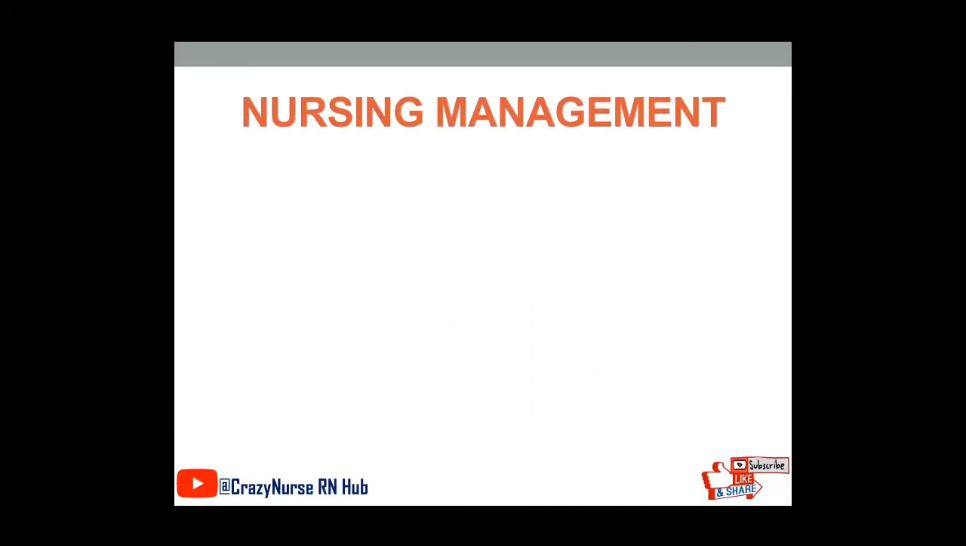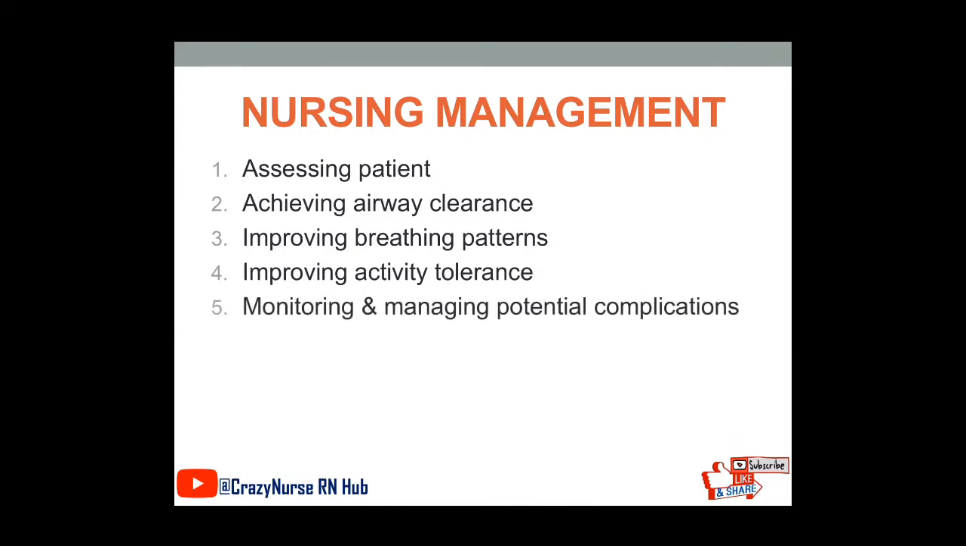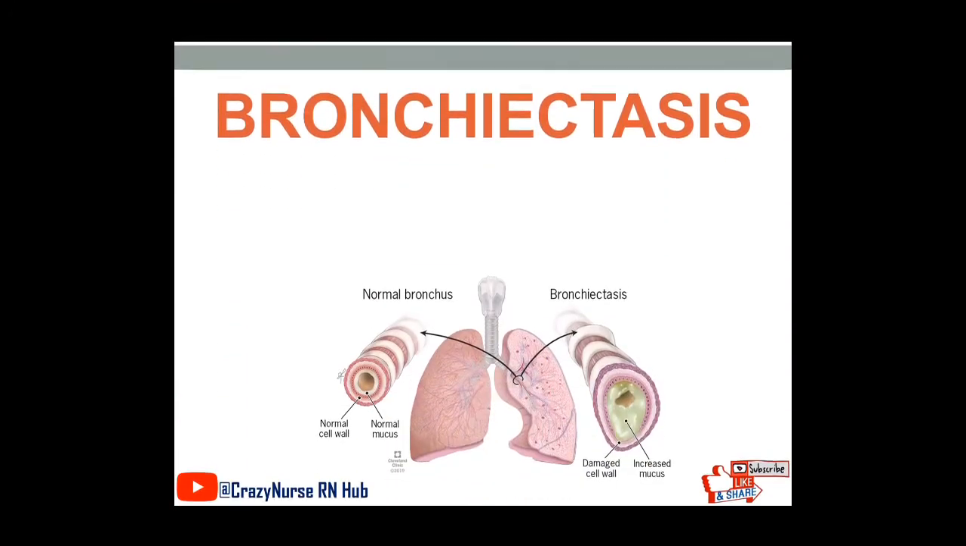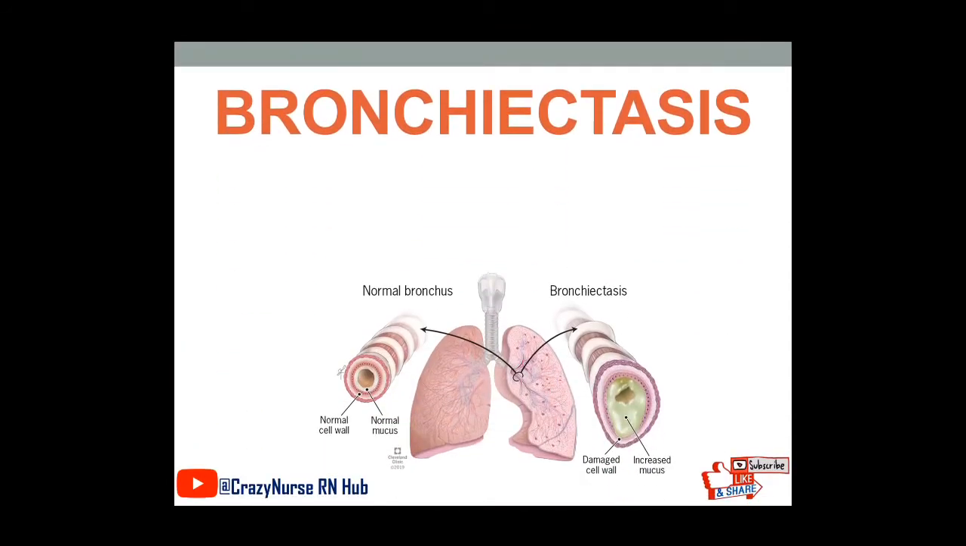Now let's proceed to the nursing management. First, we have to assess the patient. Then we have to achieve airway clearance, okay? That would be our goal as a nurse. We have to achieve optimum airway clearance and improve the breathing pattern of our patient. Also, we have to improve activity tolerance, monitor and manage potential complications, and promote home and community-based care to our patients.